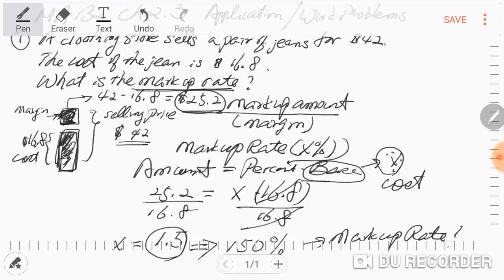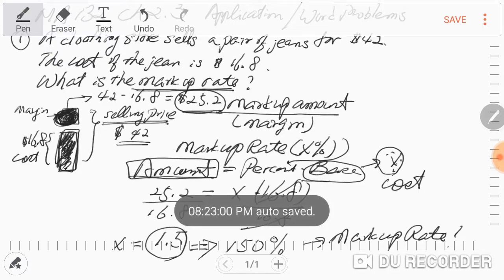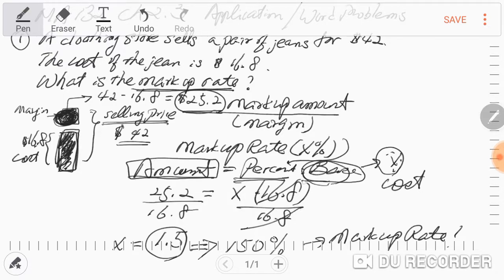So based on the cost, we get a margin. So margin is some percent of the cost. The sum of the margin and the cost is the selling price. So $42 is the cost plus the margin amount. So for finding the markup rate, we need the markup amount. The markup amount is the markup rate multiplied by the base. The base is the cost. So this is the equation.